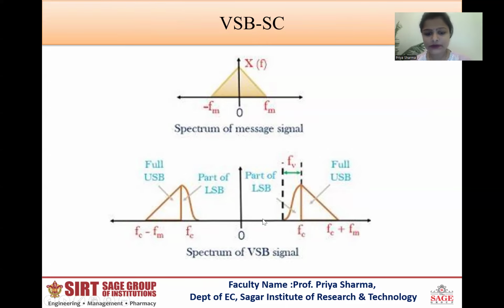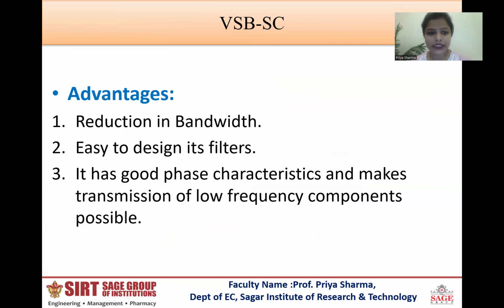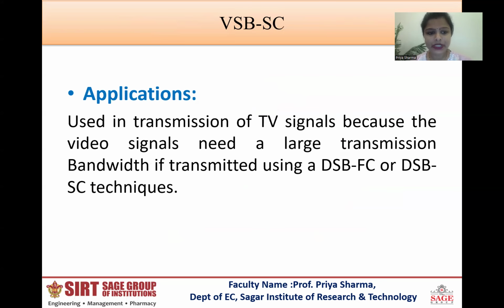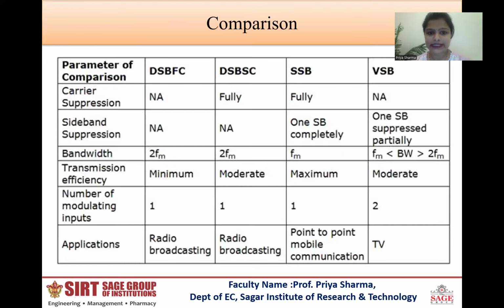Okay, students. So coming to the advantages, there is a reduction in bandwidth. The bandwidth will be slightly greater than SSB, but less than DSB-SC or DSB-FC. It is easy to design its filters. It has good phase characteristics and makes transmission of low frequency components possible. Applications: it is used in transmission of TV signals because video signals need a large transmission bandwidth if transmitted using DSB-FC or DSB-SC techniques.